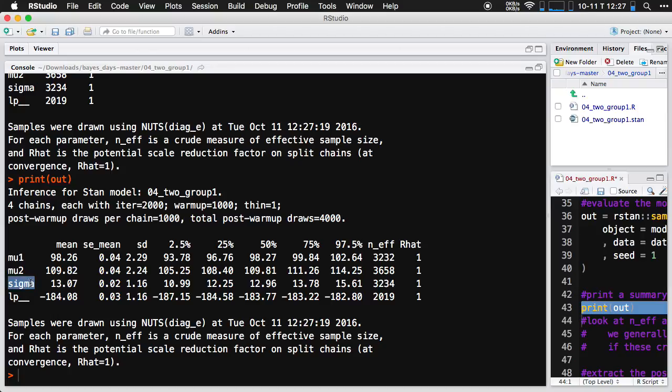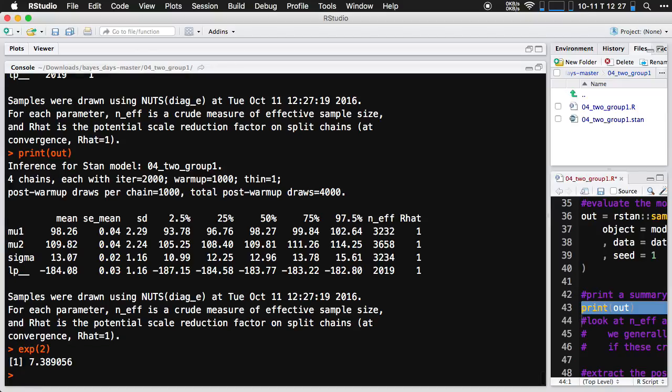So maybe let's first check that sigma column. We had a prior centered on 15. It's come out about 13, so it has been updated by the data. Standard deviation of 1, that's actually a lot less variable than our prior was. Our prior had a standard deviation of 2 on the log scale, which turns out to be 7 on the regular scale. So we're much more certain now of where the sigma value for the population is.